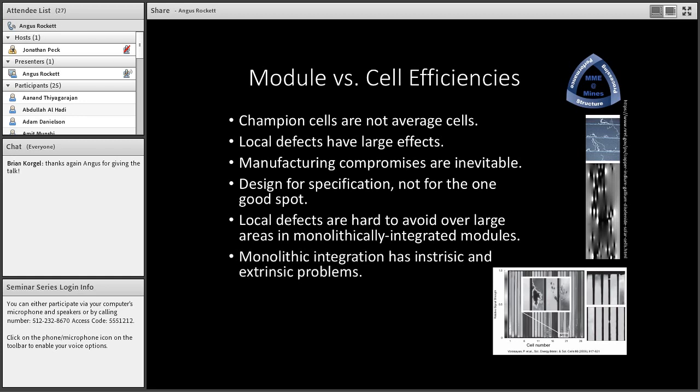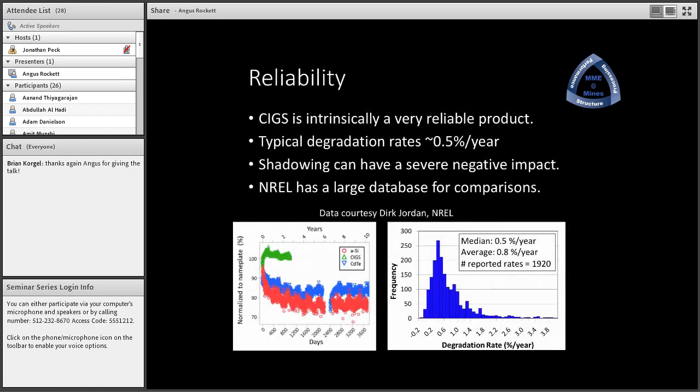We design modules in general to maintain specification and not to have one good module for champion performance. So again, compromises in the performance. And local defects are hard to avoid over large areas, especially in monolithically integrated modules. Monolithic integration has intrinsic and extrinsic problems, as I mentioned before, but it is very nice for manufacturing.